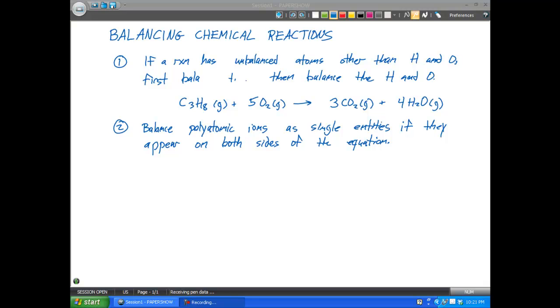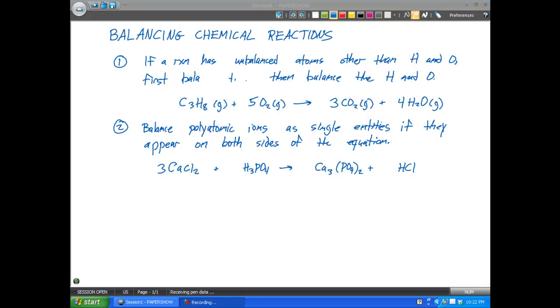So for example, if we have CaCl2 plus H3PO4, giving us Ca3(PO4)2 plus HCl, we want to consider each of these polyatomic ions as a single entity. So if we look here, one of the first things we could do is balance the calciums. So we have 3 calciums on the right, only 1 on the left. So we're going to put a 3 in front of that CaCl2.